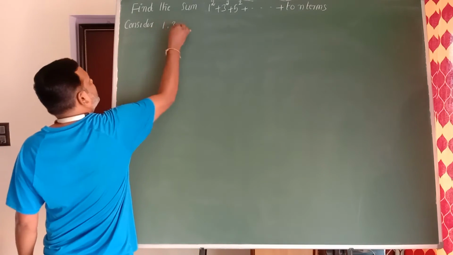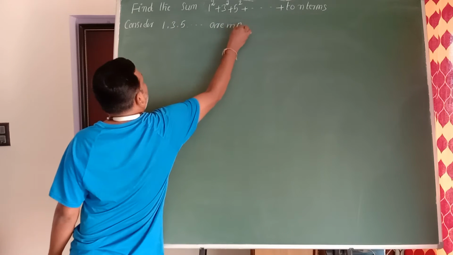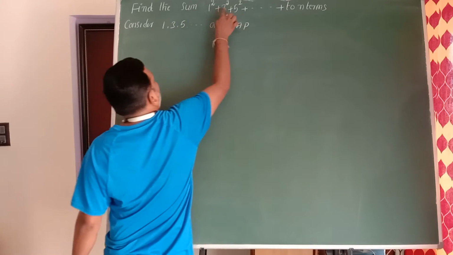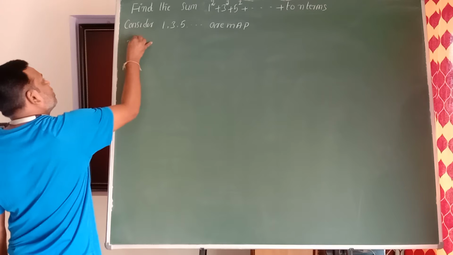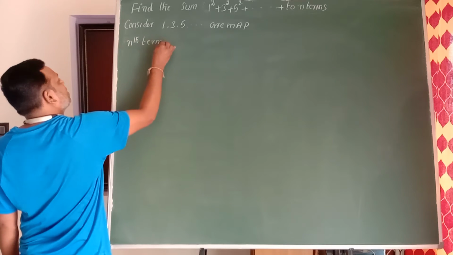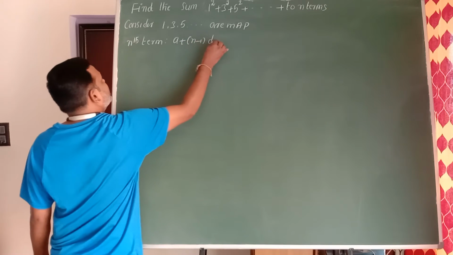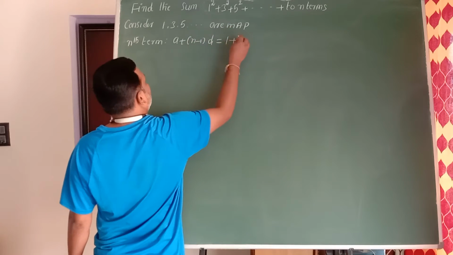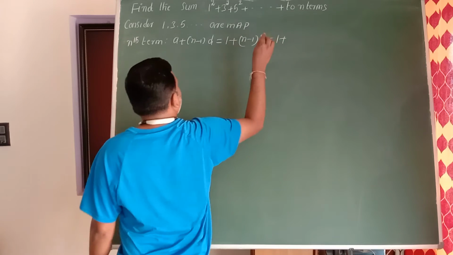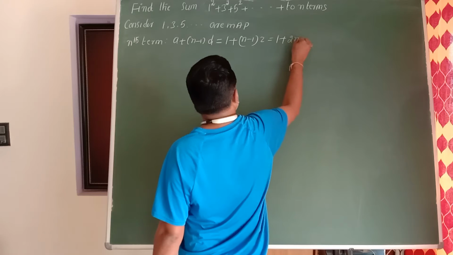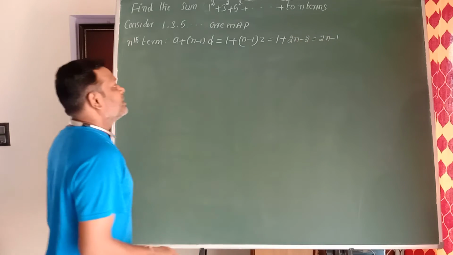Consider 1, 3, 5 and so on, which are in AP. First find the base. The nth term is given by a plus n minus 1 into d. What is a? a is 1, plus n minus 1 into d, where d is 2. So this becomes 1 plus 2n minus 2, that is equal to 2n minus 1. Therefore this is the base.